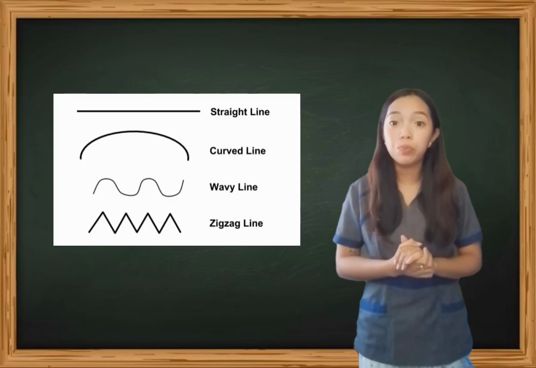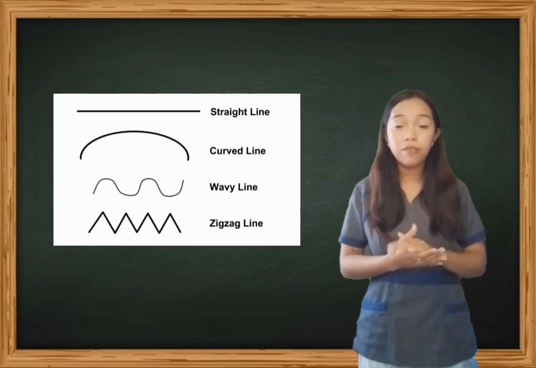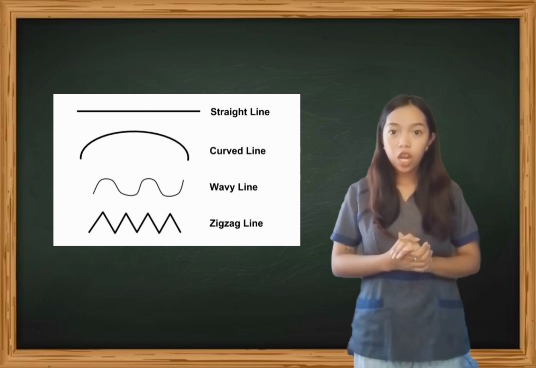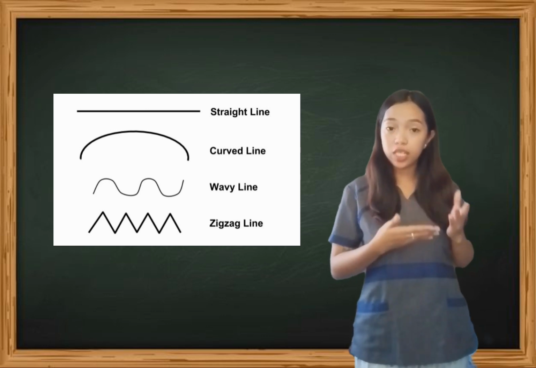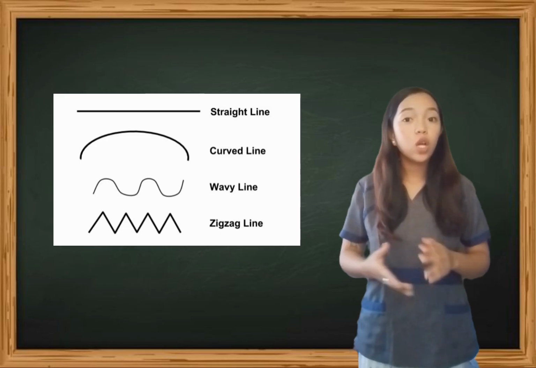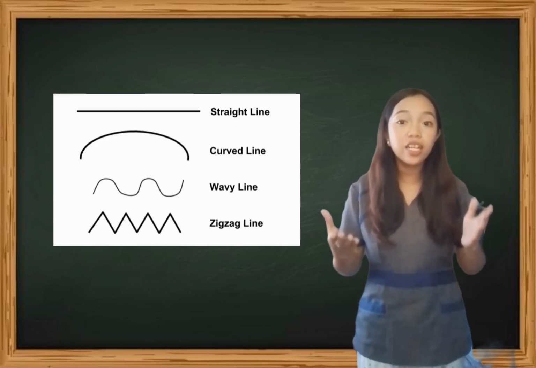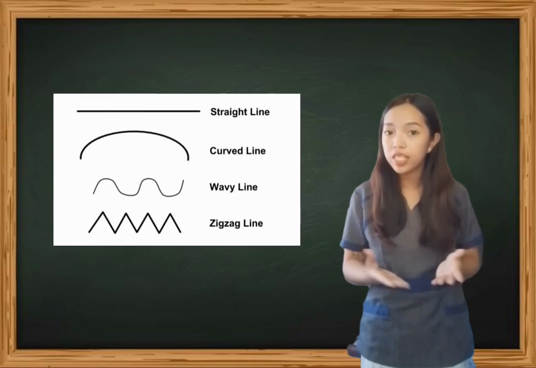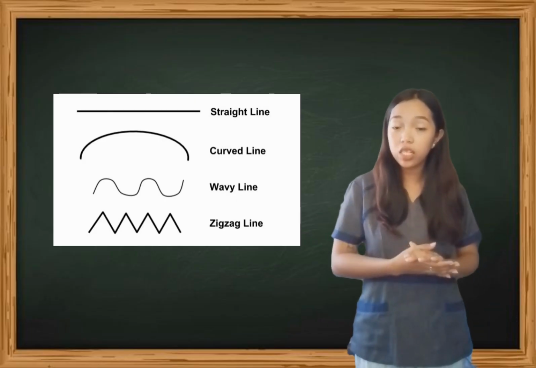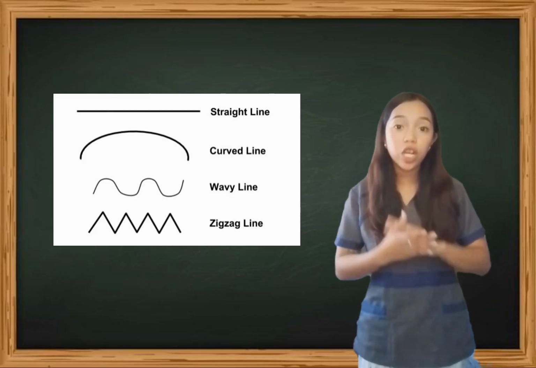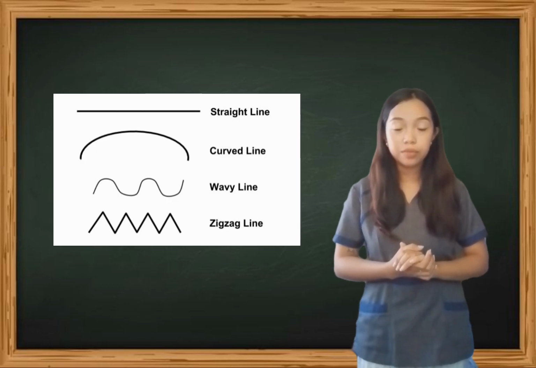A line is a mark that can move in different directions. Here we can see straight lines, curved lines, wavy lines, and zigzag lines. An artist uses different lines to create details, movement, and directions in their drawings.